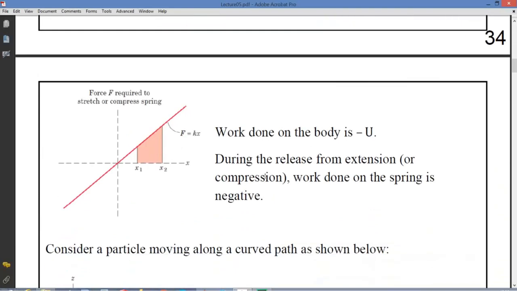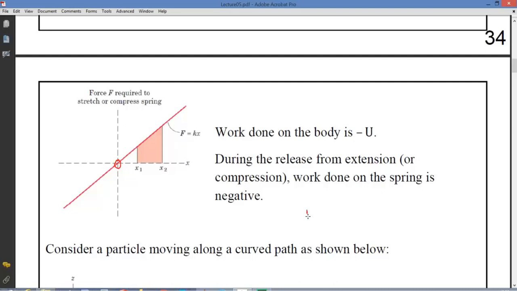So here is the idea that the work done by the spring on the body is negative. However, the total work done on the spring by the body is positive, and it is calculated by the area underneath this curve. And here is the undeformed section right over here, and this could be calculated at any point of the extension or compression. However, during the release from extension, the work done on the spring is negative. This time the work done on the body is positive.